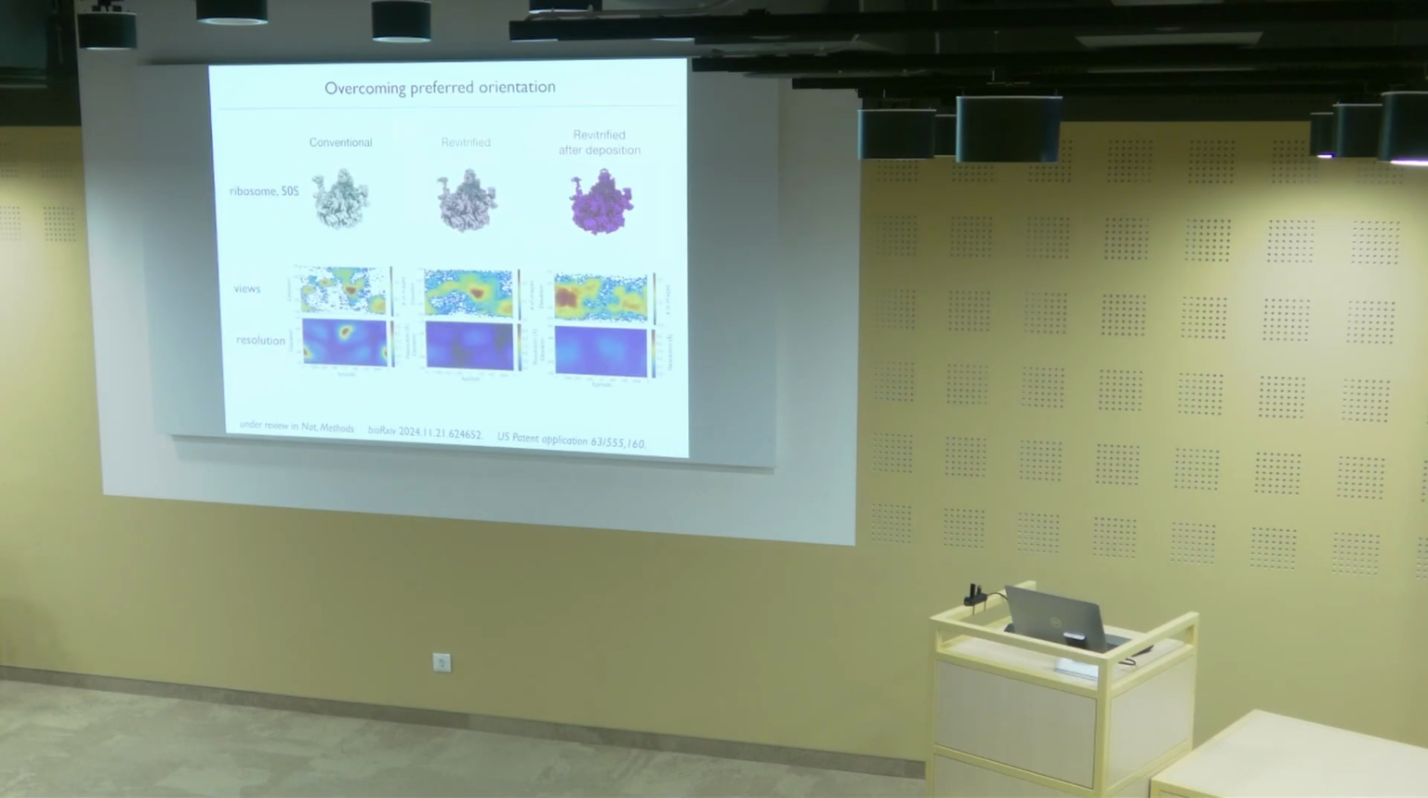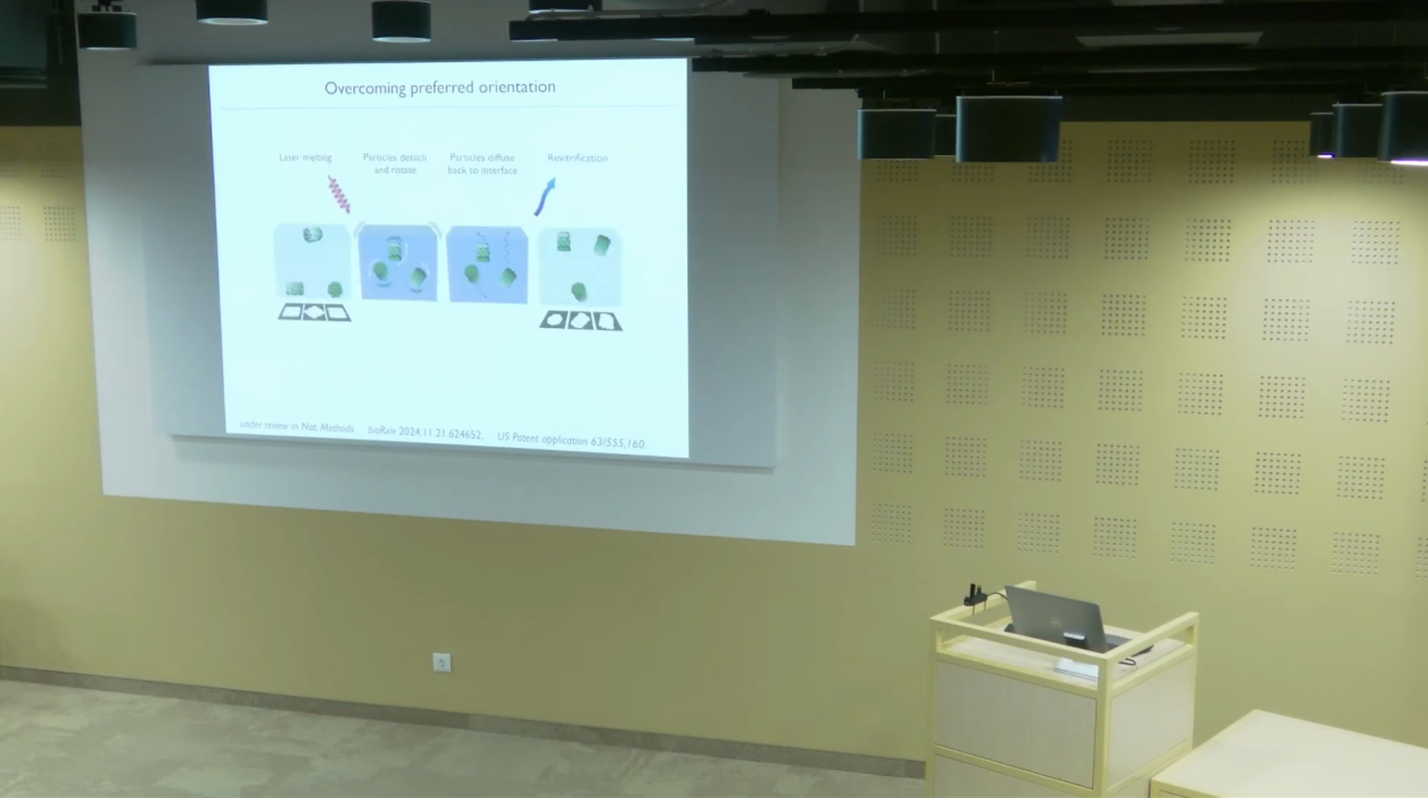And this is the result. So this, again, is a conventional sample. This is a sample that we've revitrified, and this is if we revitrified the sample after depositing an additional layer of amorphous ice. And what you can see is that we still have some preferred orientation here. So apparently some of these proteins were able to go back to the air-water interface and find preferred orientation again. However, this maximum now sits at a different location, very interestingly. And so evidently we're able to populate different views here that previously weren't populated. We've recently written this up, where we also try to understand how all of this works mechanistically. And we think this is a neat toolbox to overcome preferred orientation, which plagues so many cryo-EM projects.